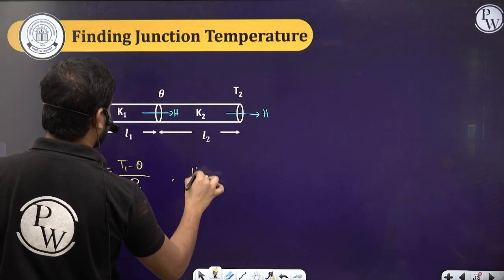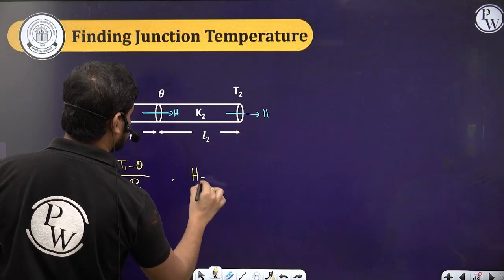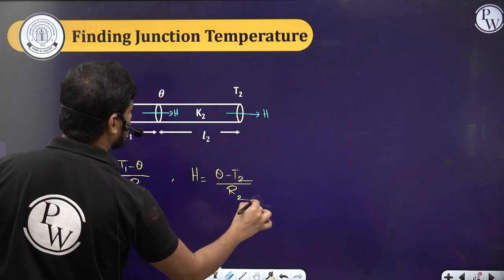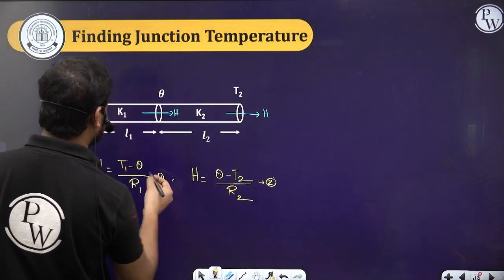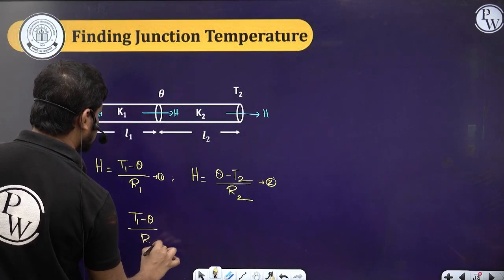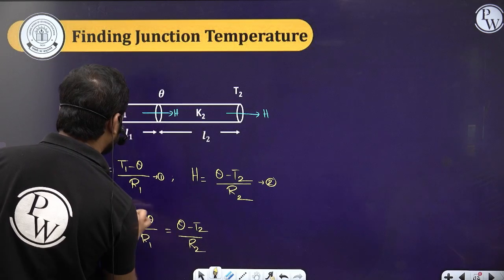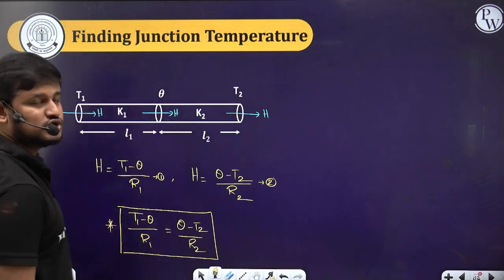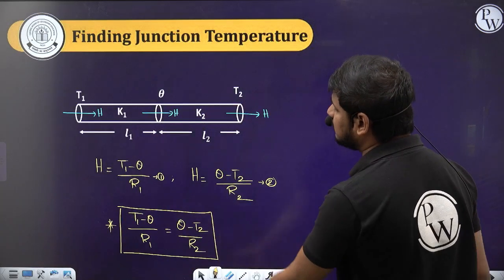So here H is equal to theta minus T2 by the thermal resistance R2. Both have the same LHS, so I can equate their RHS. So T1 minus theta by R1 is equal to theta minus T2 by R2. So that's it. If you know the temperatures and R1 and R2, you can easily find theta.